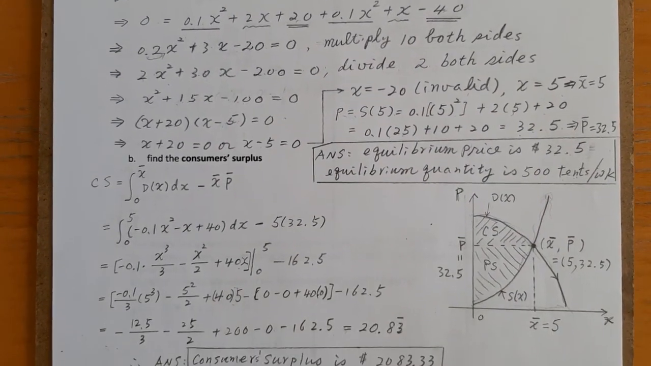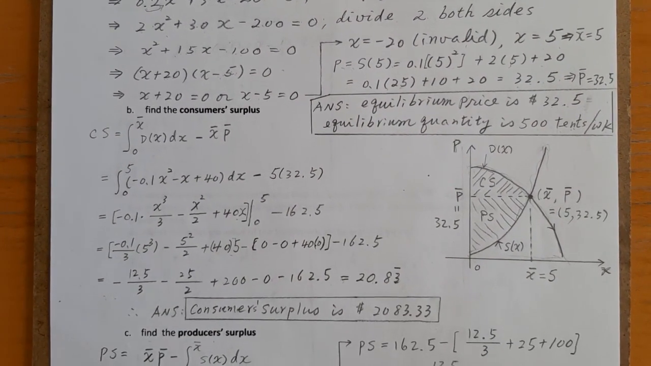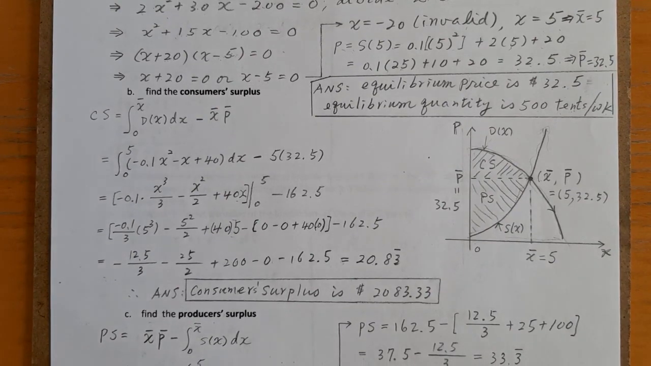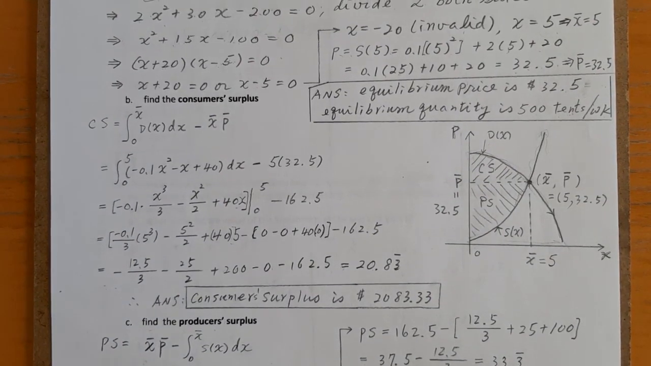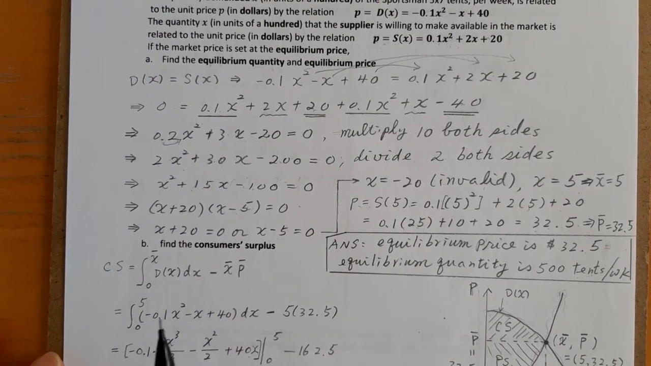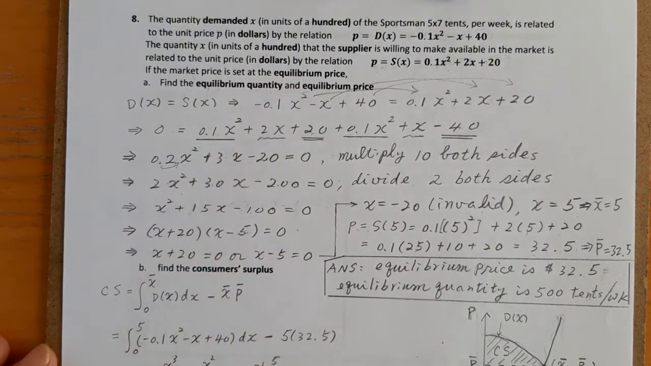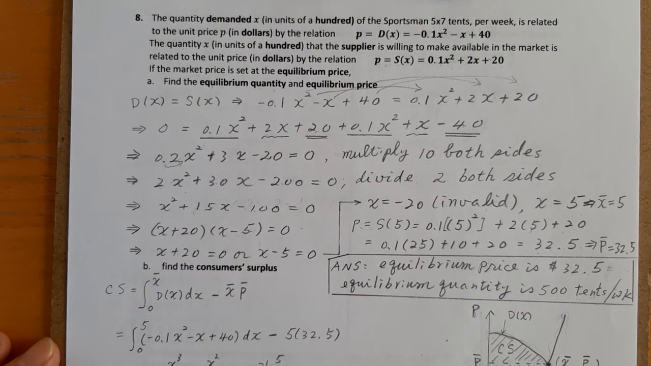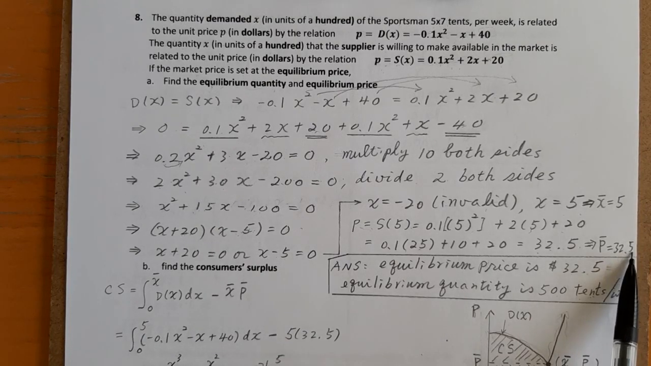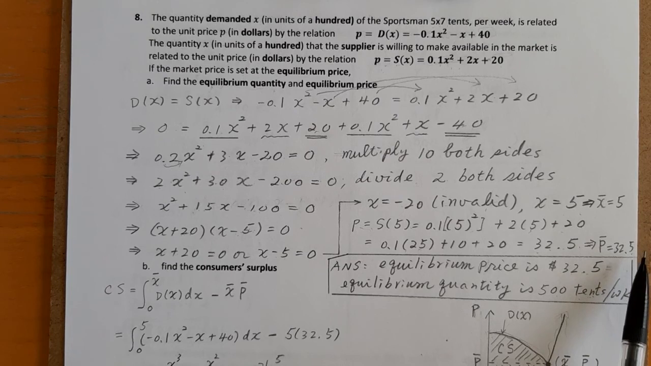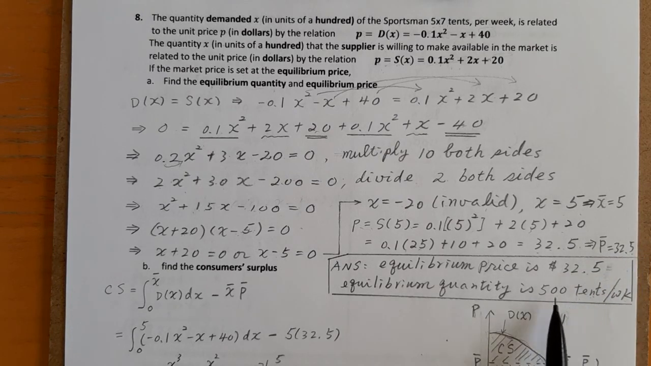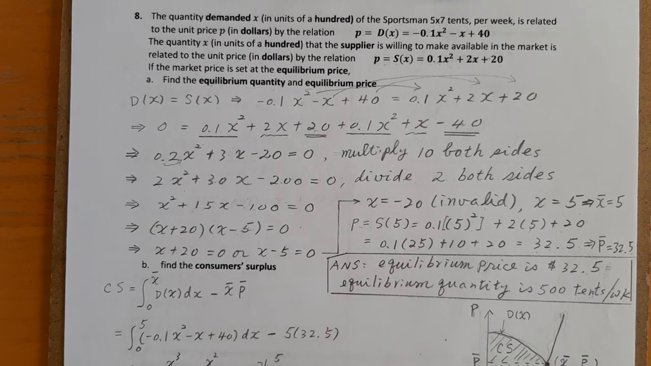So then find the consumer surplus. Here it says the market price is set at the equilibrium price, which is p bar. If your market price is $32.50, then your demand and supply are equal, and the units are 500 tanks per week.